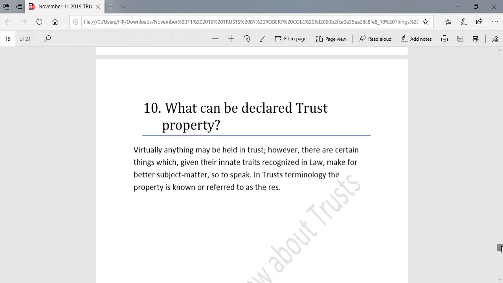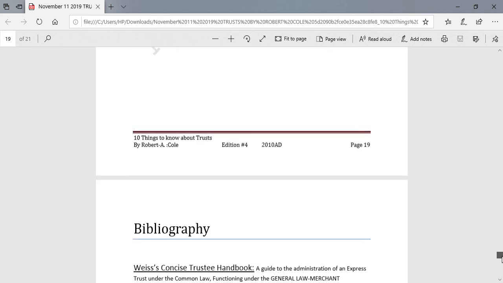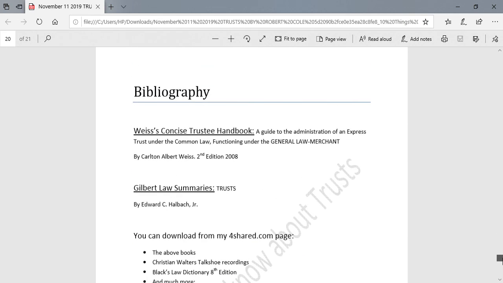10. What can be declared trust property? Virtually anything may be held in trust. However, there are certain things which, given their innate traits recognized in law, make for a better subject matter, so to speak. In trust terminology, the property is known or referred to as the res. And yeah, that's about it.